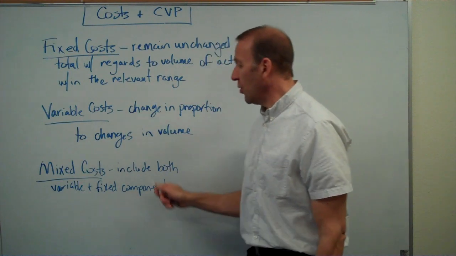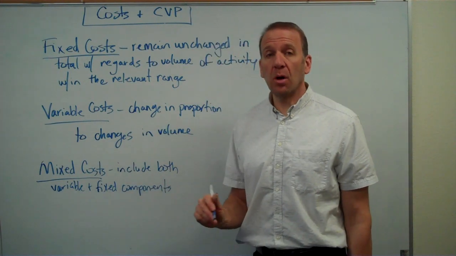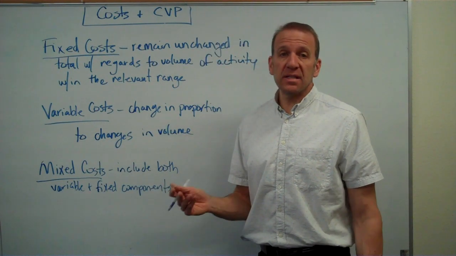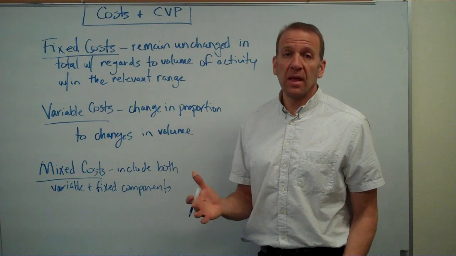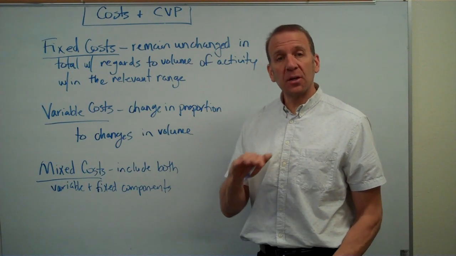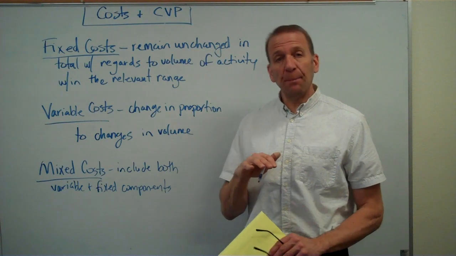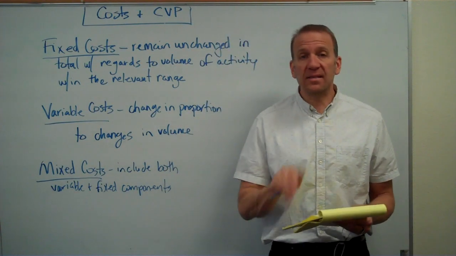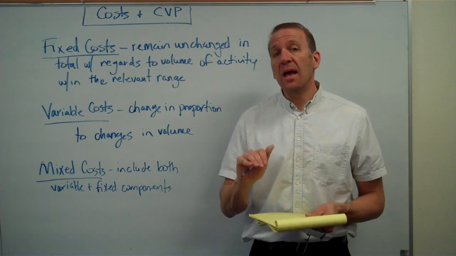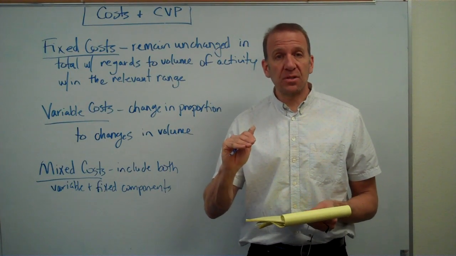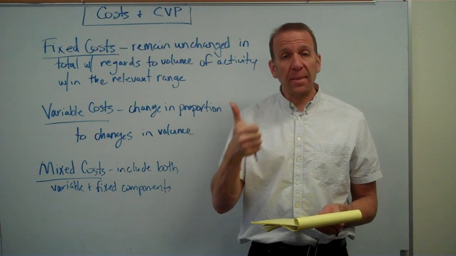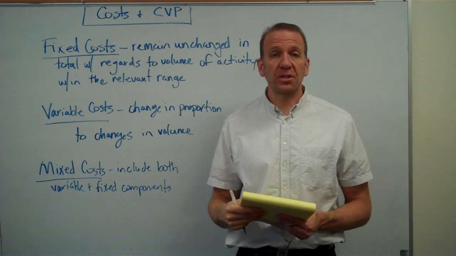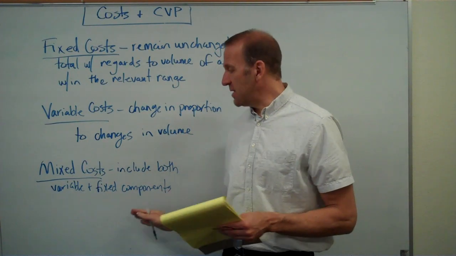Mixed costs include both variable and fixed components. Okay? A good example of this is your utility bill. Even if you did not use any electricity during the month, the utility company is still going to send you a bill because there's a fixed component to the bill. It's a set charge. Okay? As you start to use electricity, what happens to your bill? It's going to go up because it also has a variable portion to it. So it's got a fixed and variable.